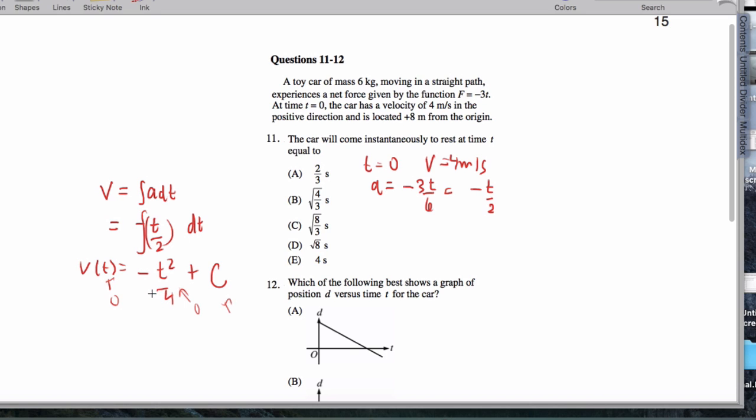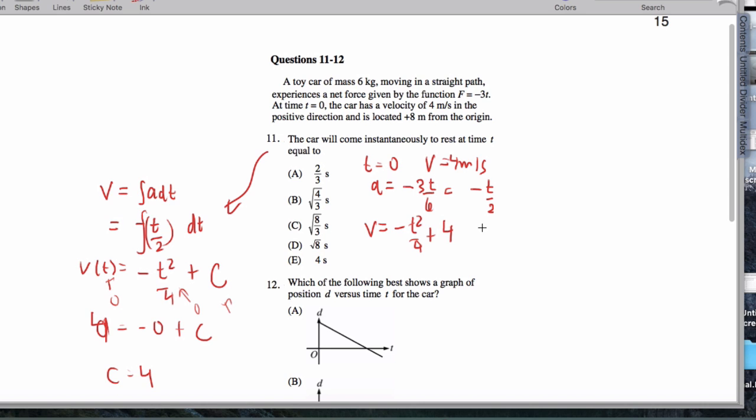At time equals 0, we're going at 4 meters per second. So 4 equals negative 0 plus c, so c is 4. So our function is going to end up being, for number 11, v equals negative t squared over 4 plus 4.